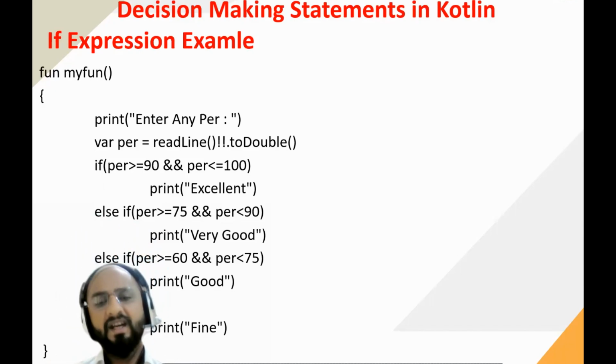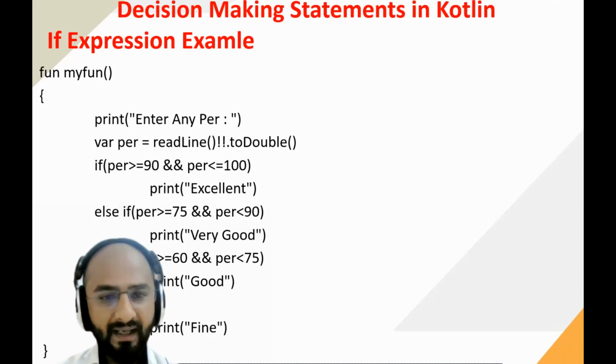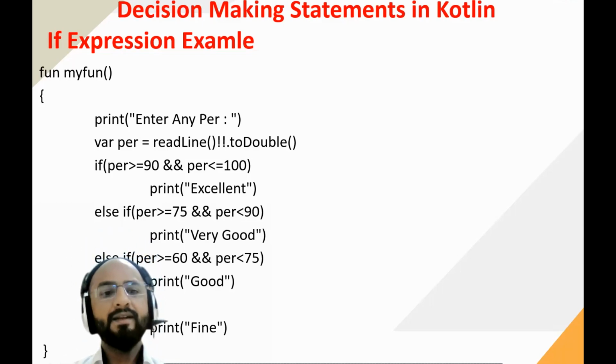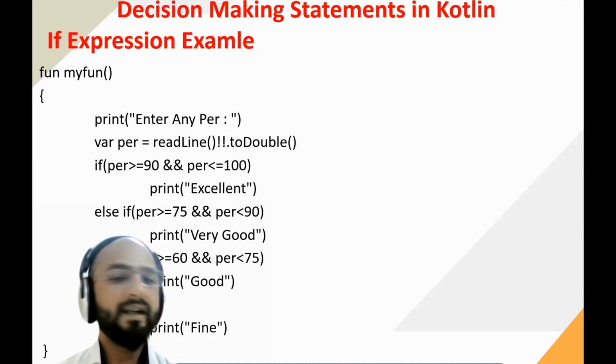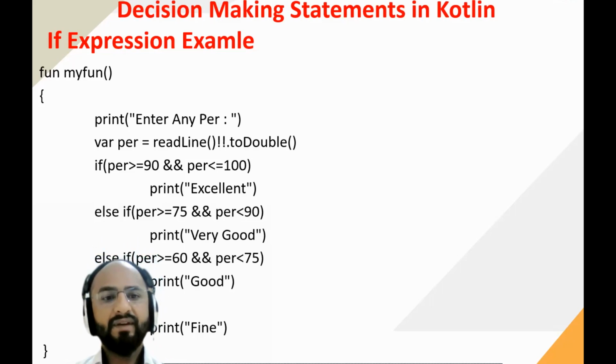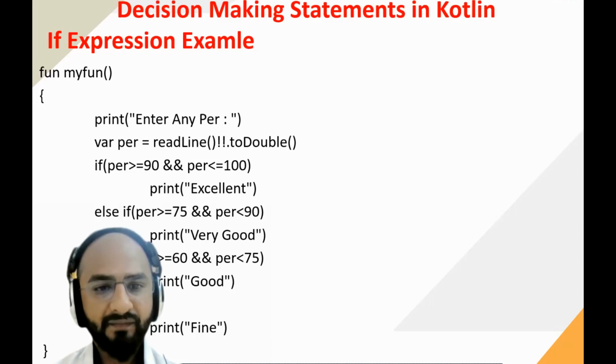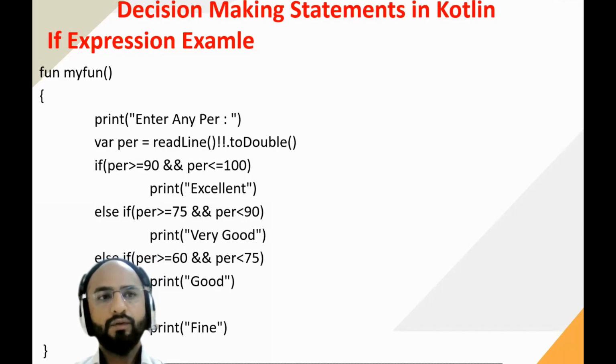A very simple if expression in Kotlin. It is like the C language, like the Java language. Kotlin has a very simple syntax for conditional expressions. So for example, print enter any percentage. We have taken the input from the user.